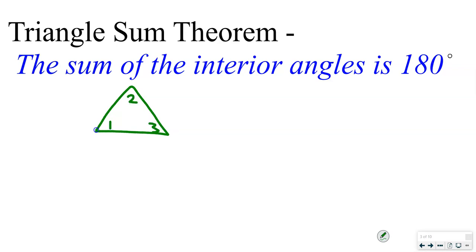So if those are my three angles, it would be angle 1, or the measure of angle 1, plus the measure of angle 2, plus the measure of angle 3, equals 180 degrees. Every triangle.